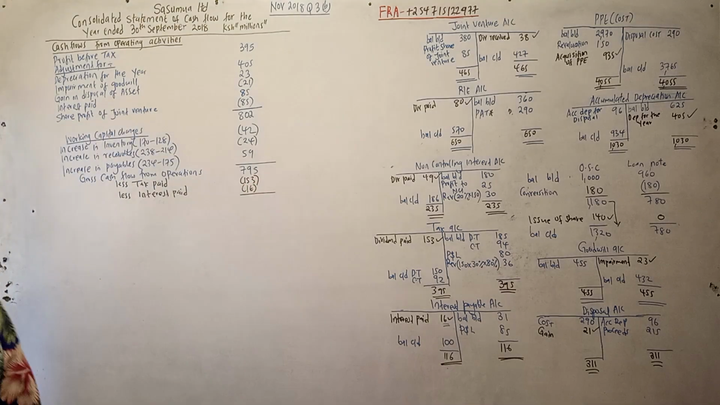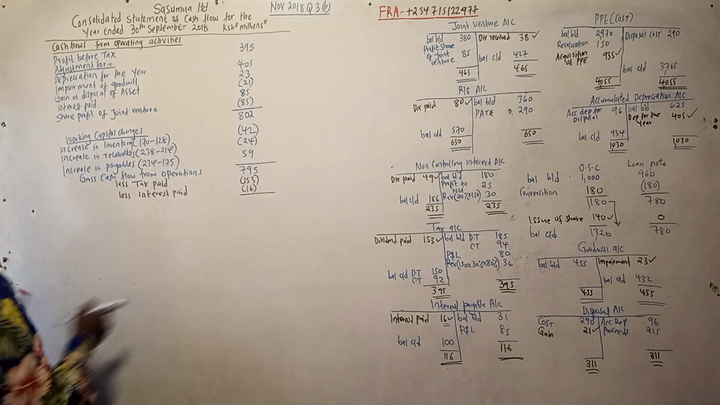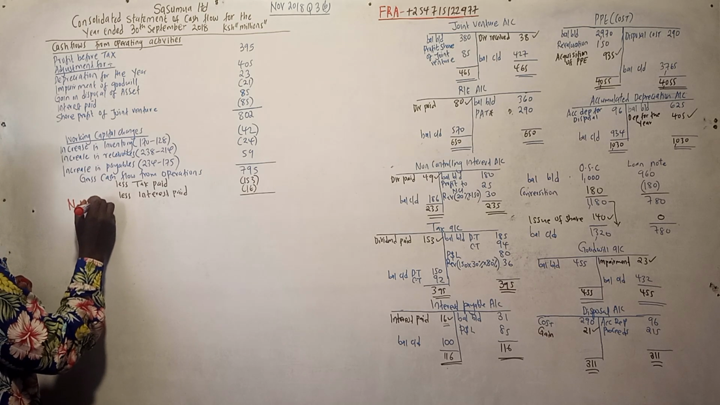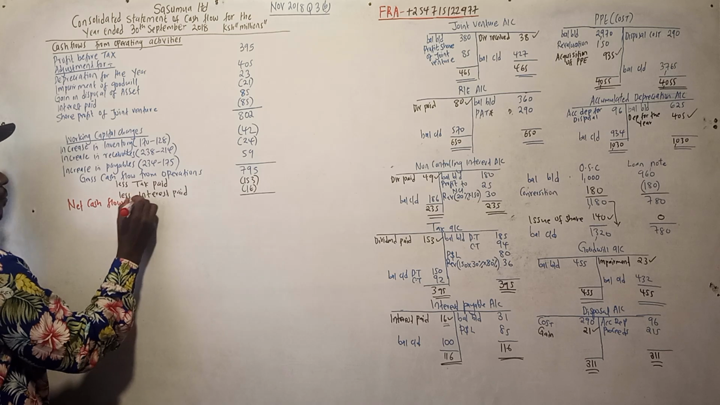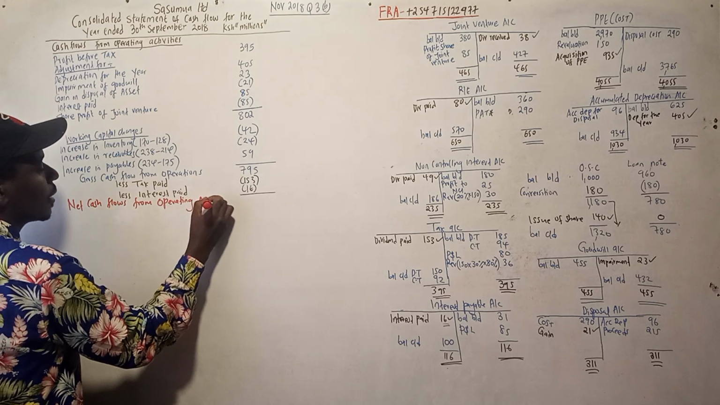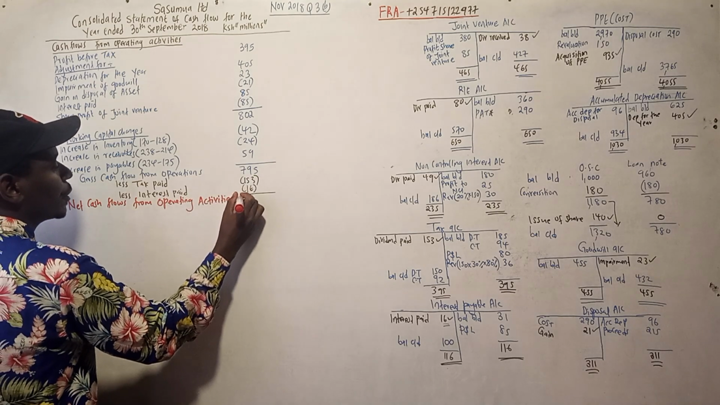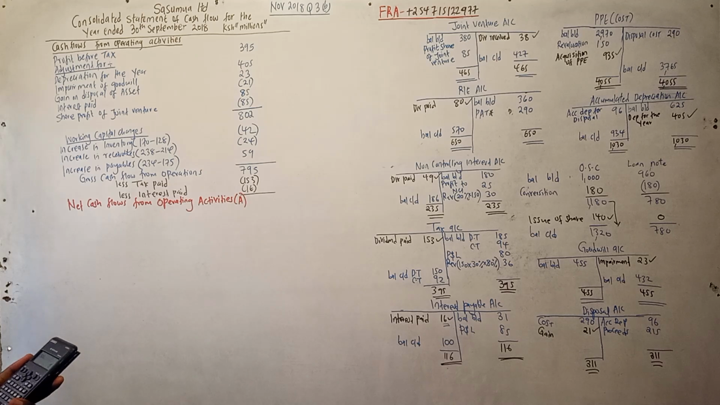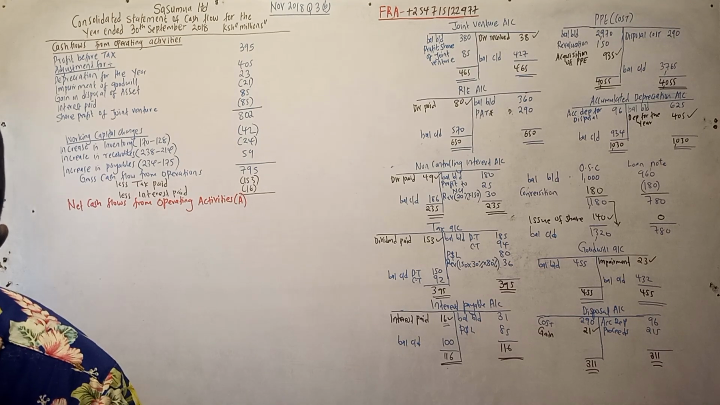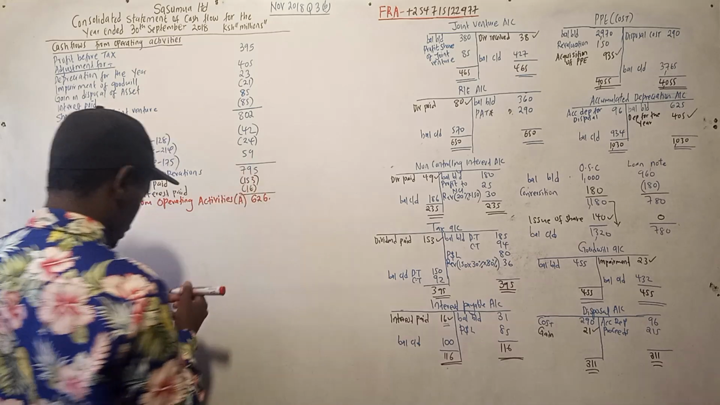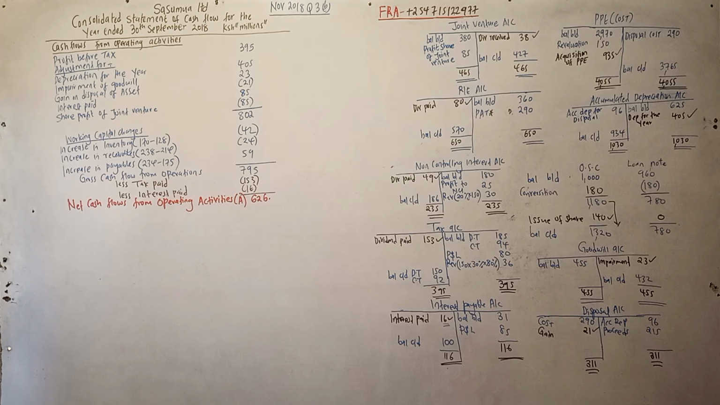Now, once we have that one, we can get net cash flows from operating activities, and we call it A. So how much would that be? 795 minus 153 minus 16. That is 626. Now, that is good. We can go to the next one.